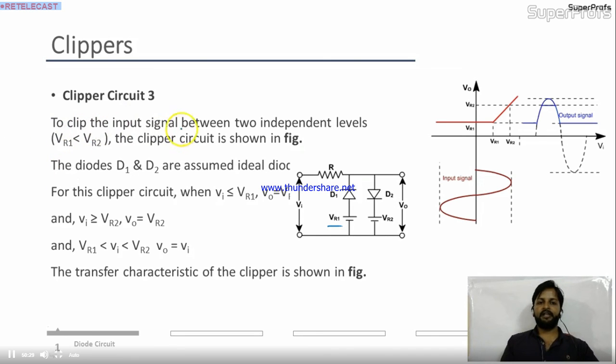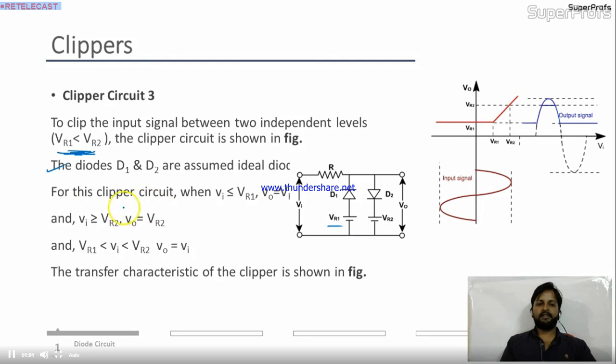See, we clip the input signal between two independent levels, between VR1 and VR2. We can choose the values of VR1 and VR2. Here he chose the value VR2 greater than VR1. The clipper circuit is shown in the figure; we'll draw it later. First it says the diodes D1 and D2 are assumed ideal diodes. Okay, fine, they are ideal diodes.